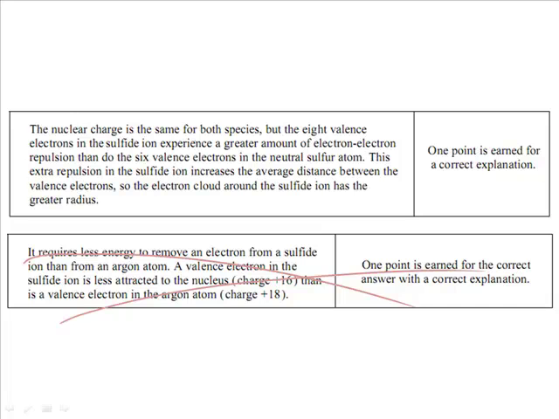The nuclear charge is the same for both species, so again, same number of protons. But the 8 valence electrons in the sulfide ion, so again, it has more electrons, experience a greater amount of electron-electron repulsion than the 6 valence electrons in the neutral sulfur atom. This extra repulsion in the sulfide ion increases the average distance between the valence electrons. So instead of having 6 out here, it's now got 8 out here, which spreads them apart even more, which is going to make that cloud even bigger.